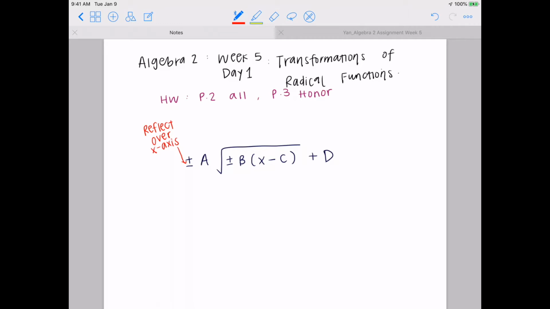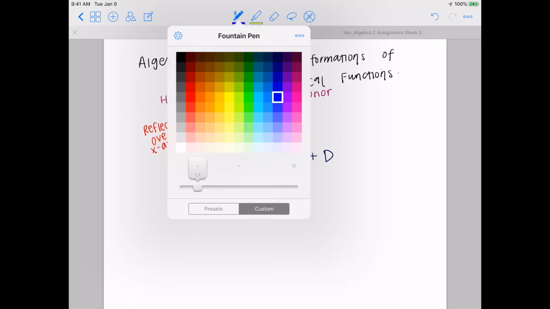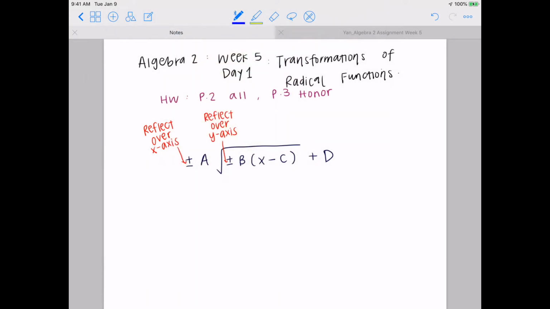Okay? So if I'm talking about a negative sign inside the square root or any radicals, that means you want to reflect over the y-axis. Okay? And then we got our a right here.